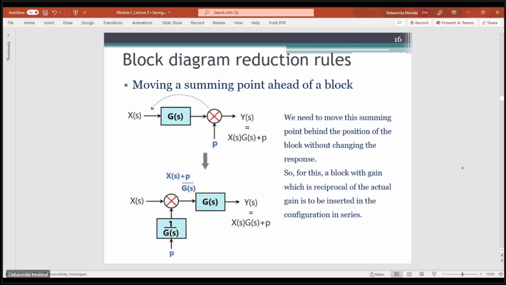Then what if you want to move a summing point ahead of a block? Let's say in this block you have a summing point after this block G. Now what we want is to move this summing point before this block. The main thing we need to keep in mind is that when we move the summing point behind or ahead of a block, the response Y(S) doesn't change.